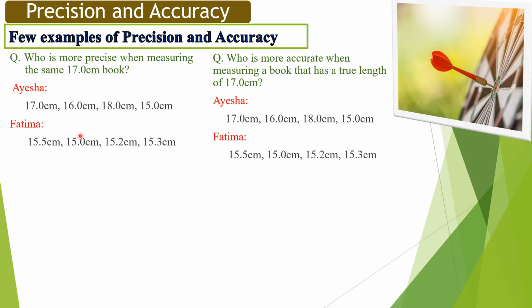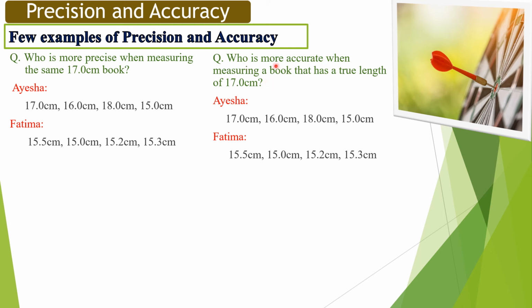A few examples of precision and accuracy. Who is more precise when measuring the same 17.0 centimeter book? Measured values of Aisha's experiment are 17.0 centimeter, 16.0 centimeter, 18.0 centimeter, and 15.0 centimeter. Measured values of Fatma's experiment are 15.5 centimeter, 15.0 centimeter, 15.2 centimeter, and 15.3 centimeter. As you can see, measured values of Fatma's experiment are closer to each other. That's why Fatma is more precise when measuring the same 17.0 centimeter book.